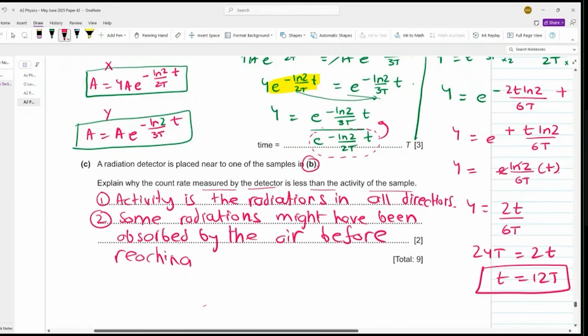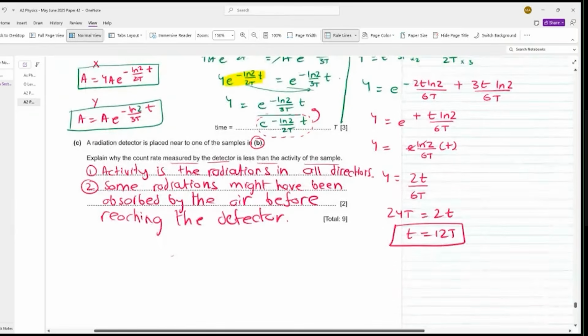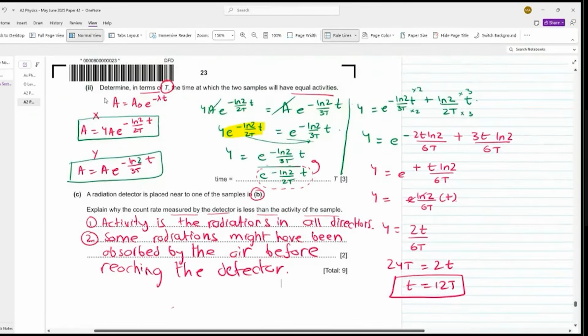Easy peasy, lemon squeezy. The only complex part that I think was complex mathematics in this entire A2 paper was this part 2. Is this clear? Any ambiguities here? You can ask right away. This paper is finished.